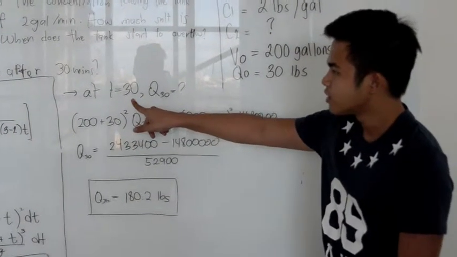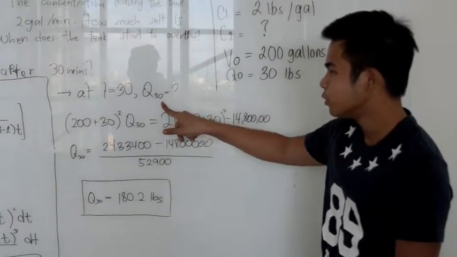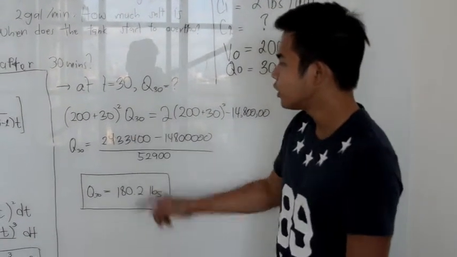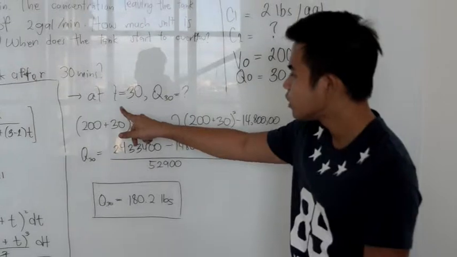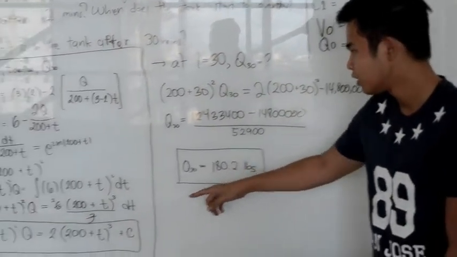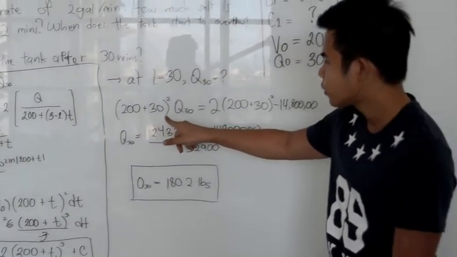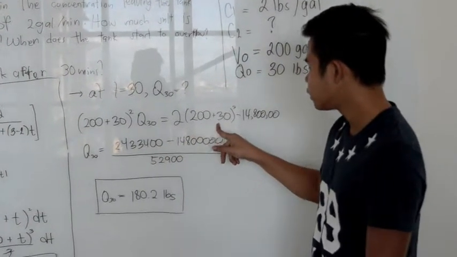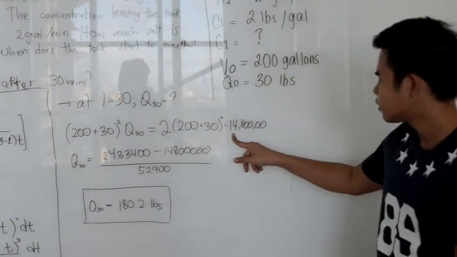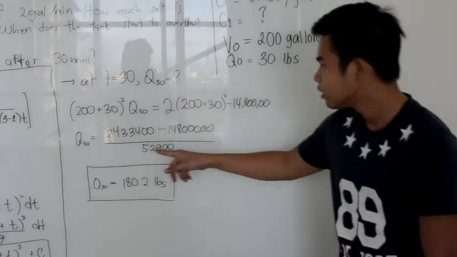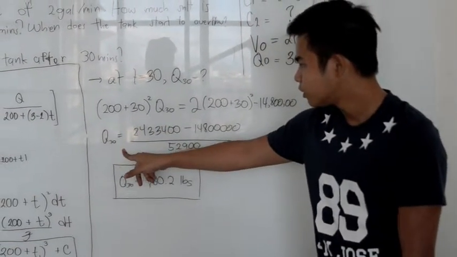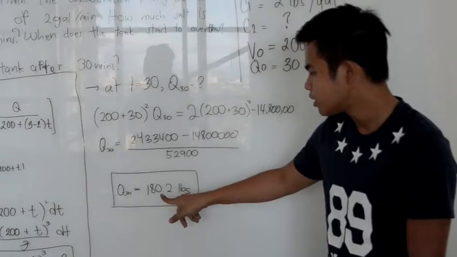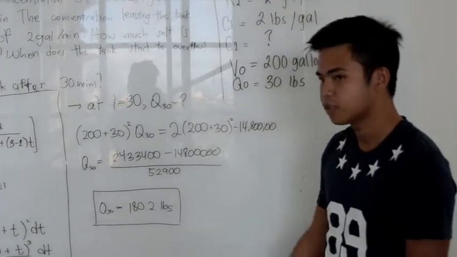After 30 minutes, Q30 is unknown. So, to find Q30, we need to substitute t equals 30 into the main equation. 200 plus 30 squared times Q30 equals the quantity 200 plus 30 cubed minus 14,800,000. Isolating Q30, we come up with Q30 equals 182.2 pounds.